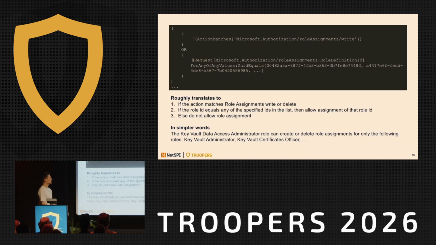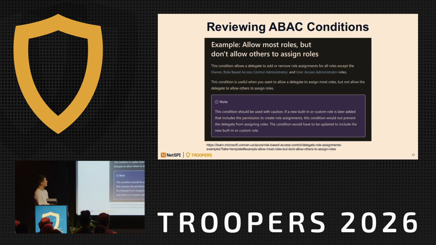So we talked about what this roughly translates to, right? That action there is the thing that triggers the expression, and if the expression evaluates to true, it's allowed to go, else it's not. And then to put it in the simplest terms, basically this is constraining what roles can be given out if someone is granted this specific role definition.